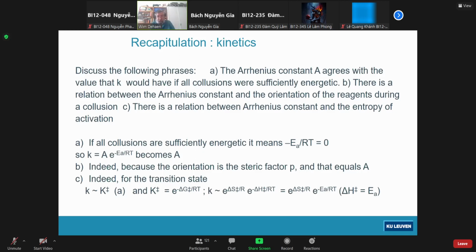And so delta H with this double cross, that's the delta H of the transition state. That's nothing else than the activation energy. And you can see this term we have also in the Arrhenius equation. k is A e to the power minus Ea over RT. So that means e to the power delta S over R is nothing else than A. So that means indeed there's a relation between the entropy of activation of the transition states and the Arrhenius constants.